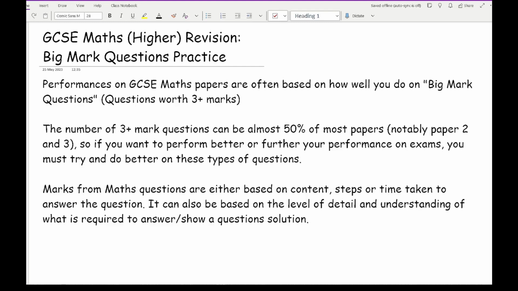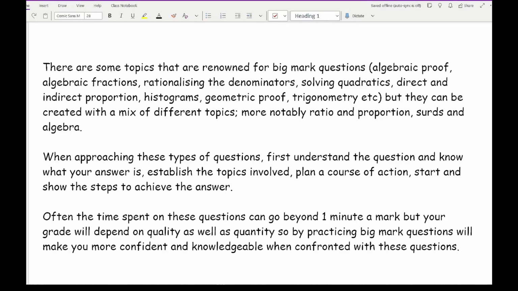Now, marks from math questions are either based on content, the steps, or the time taken to answer a question, usually in the form of 1 minute a mark. Now, this can be based on the level of detail and understanding of what is required to answer or show a question's solution. Now, there are some topics that are renowned for being big mark questions.